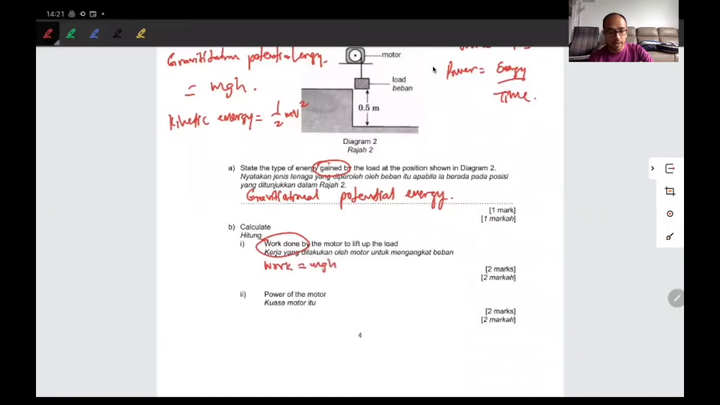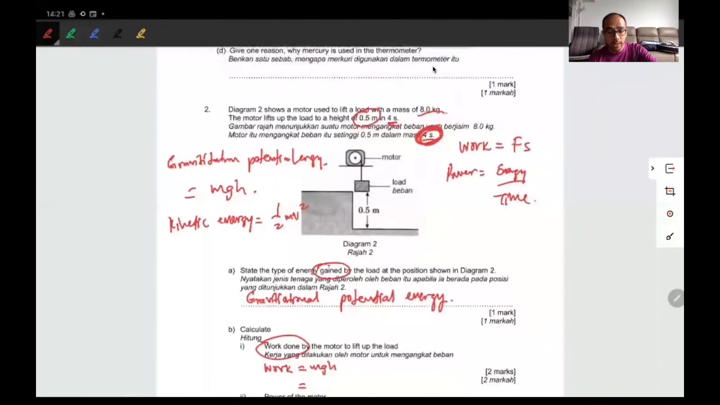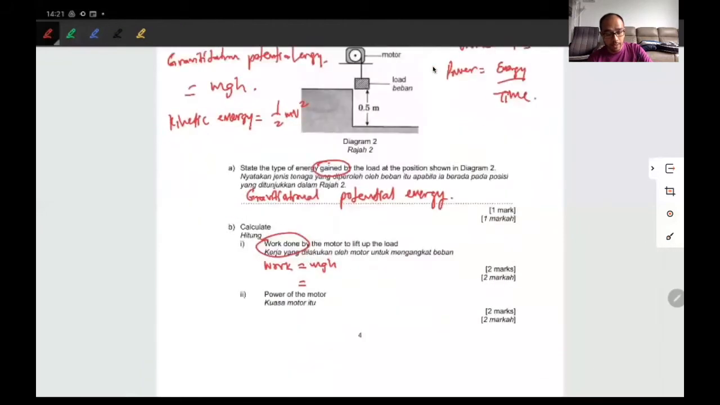Totally fine. So the load is 8 kg, times our standard for g, which is 10, and then the height is 0.5 meters, and this will give you 40 joules. So don't fall into the trap of always using W equals to Fs.